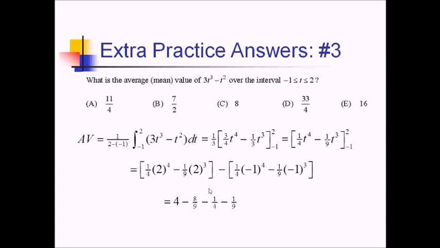So negative 8/9 minus 1/9 is negative 9/9, which is just negative 1. 4 minus 1 is 3. 3 minus 1/4, that's 12/4 minus 1/4. So that's going to be 11/4, which finally gives us answer choice A.